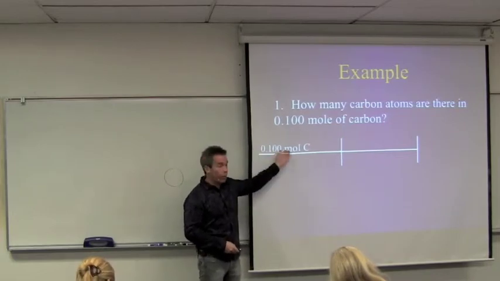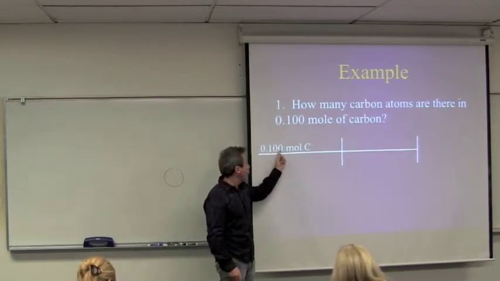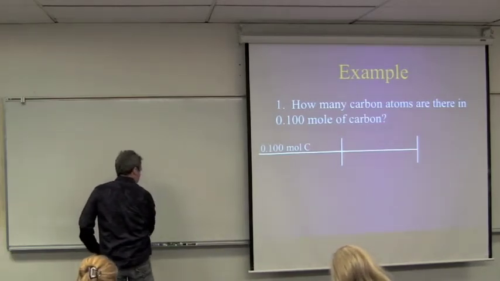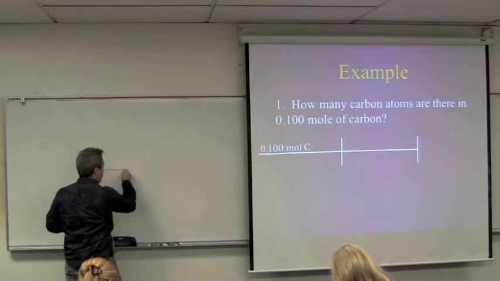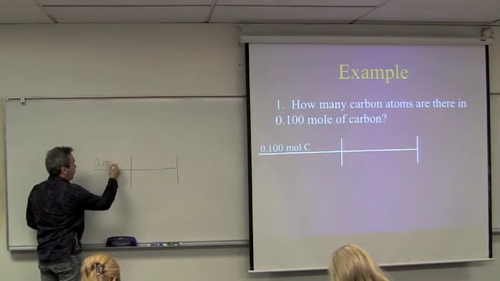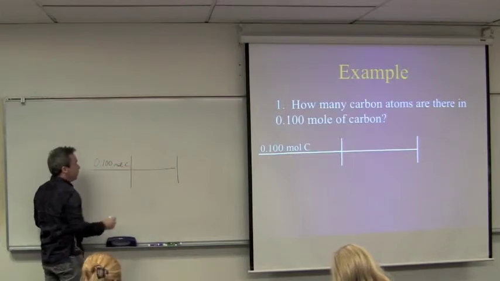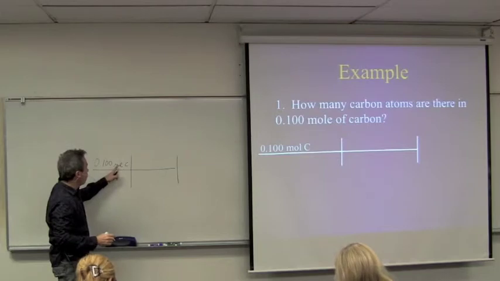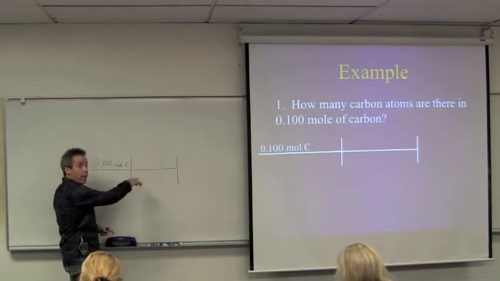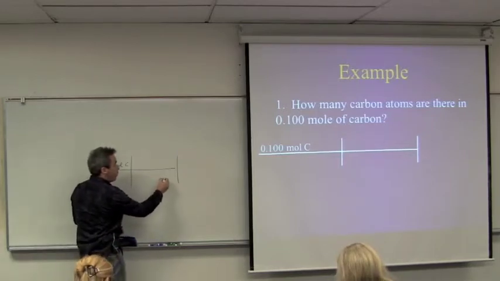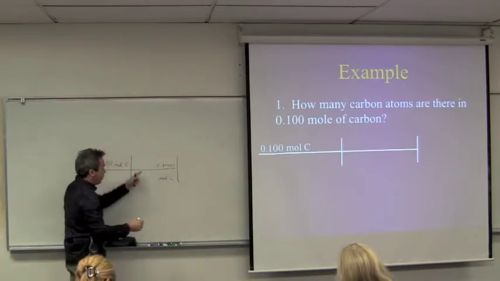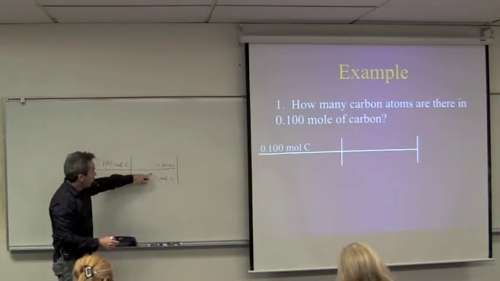Remember, what do we do first? We write down what we're given, 0.100 moles of carbon. Before I do this on the screen, I want to show you an intermediate step. Now, I know I want to convert from moles of carbon to carbon atoms. That's the question. So I won't worry about the numbers right now, I'll just put the units. I want moles of carbon here, and I want to convert to carbon atoms here. Now this tells me I need to know the relationship between moles of carbon and carbon atoms.